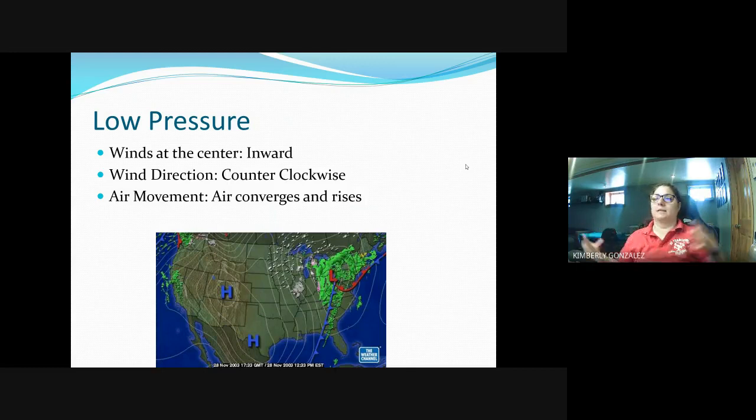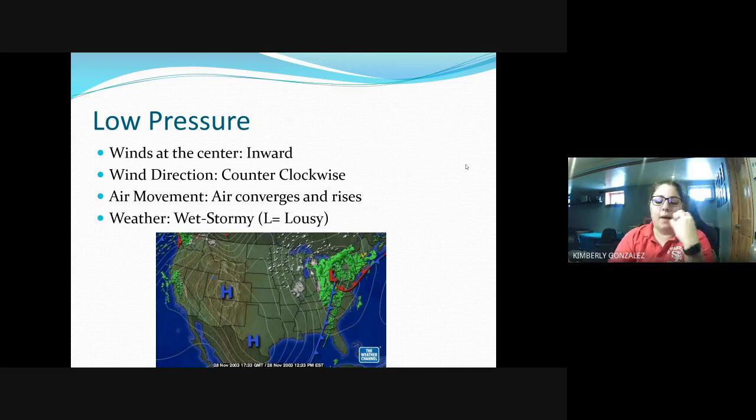So in this case, the air is going to come together and rise up. And when you have a low pressure system, it's going to be wet, it's going to be stormy, it's going to have some sort of precipitation. Think of the L as lousy weather. So it's L for low, L for lousy.